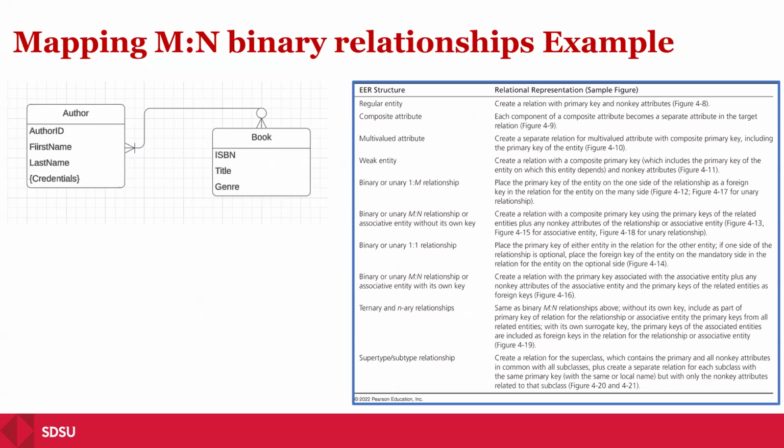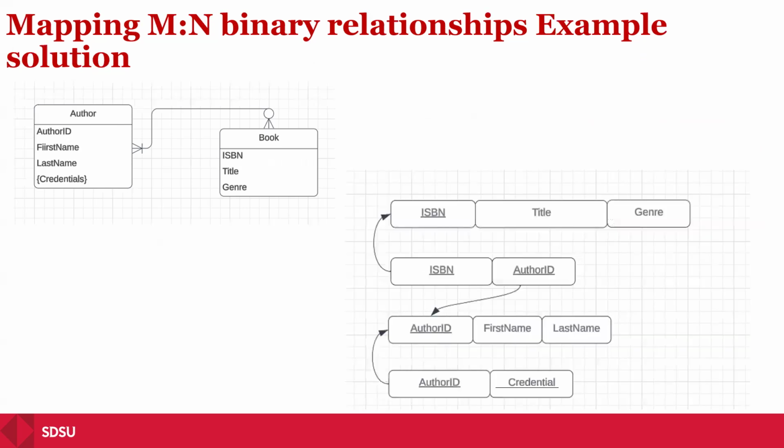Example of many-to-many relationships. So give it a shot, and I'll explain in a minute how to do it. So again, we have a rule for that, and this rule is stated here. Binary or unary many-to-many relationship: create a relation with the primary key associated with the associative entity plus any non-key attribute of the associative entity and the primary keys of the related entities as foreign keys. So that's how it's going to look.